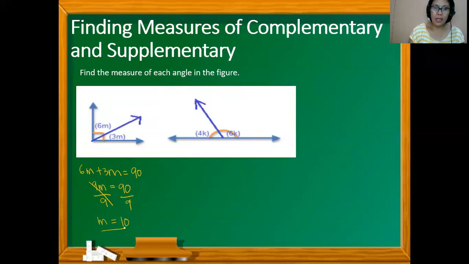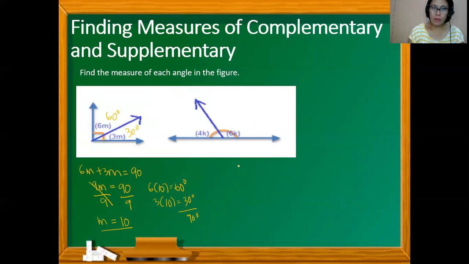Substituting m equals 10 to the variable m, we have 6 times 10 equals 60, while 3 times 10 equals 30. So their sum really equals 90 degrees. So this one is 60 degrees, while this one is 30 degrees.